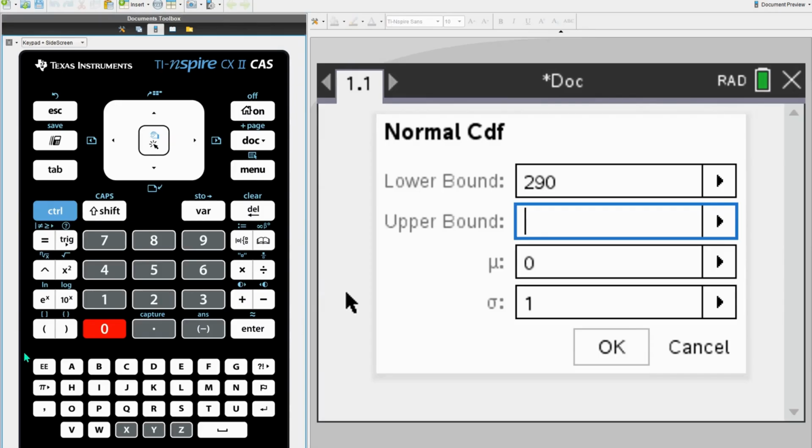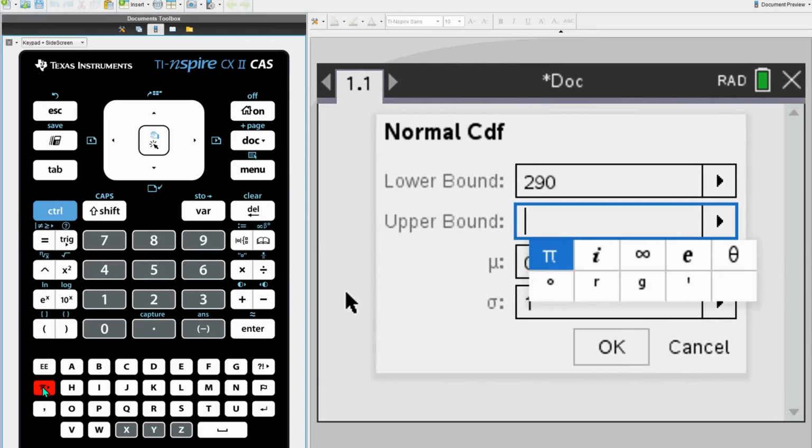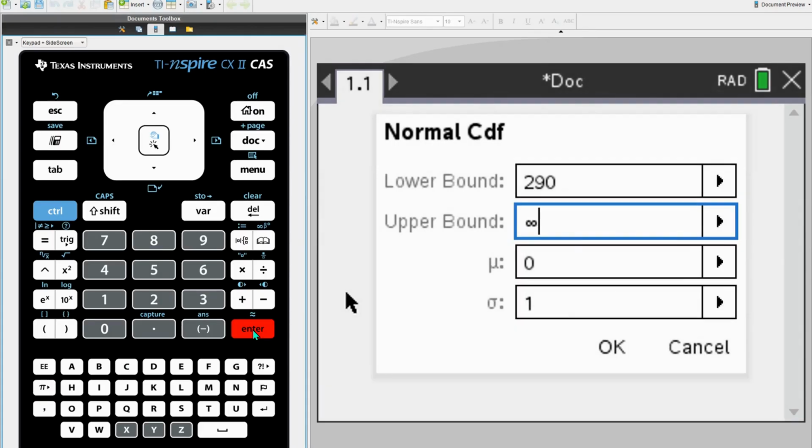Where do we find the infinity symbol? It's under the pi button down here, and you can see that infinity is one of 9 different symbols. If we just hit the pi button repeatedly, eventually we get to infinity, and then we hit enter, and now infinity is our upper bound.